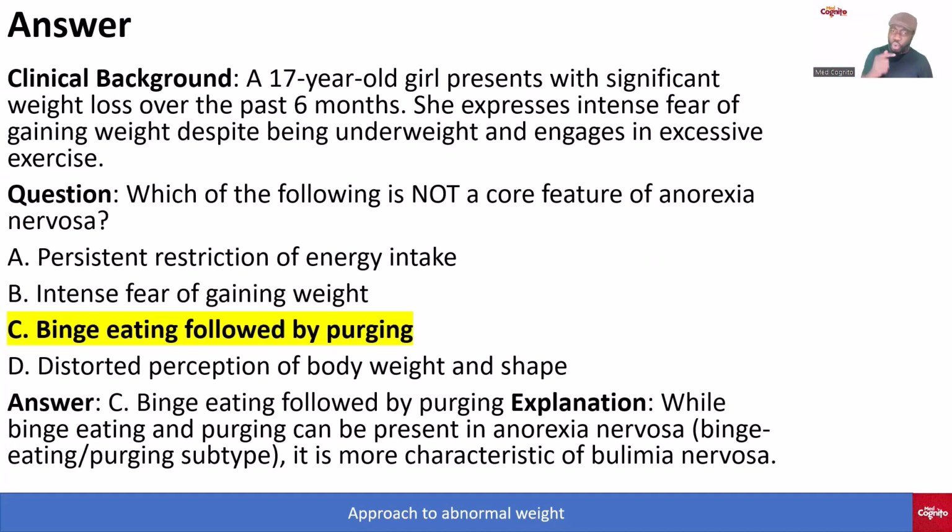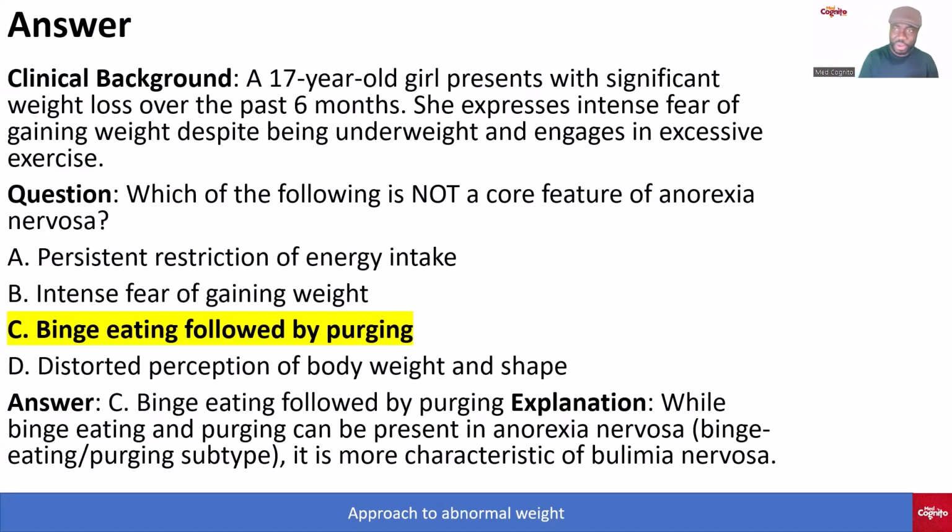Which of these is not a core feature of anorexia nervosa? It is a patient who is binge eating followed by purging. Now, there's a type of anorexia nervosa which comes with that, but that is not the main feature. So we have one type of anorexia nervosa, which is the binge eating with purging subtype, right? But while binge eating and purging can be present in anorexia nervosa, it is more characteristic of bulimia nervosa. So even though you can have a subtype of anorexia nervosa, this question is not asking which of these is not a feature of anorexia nervosa. It says which of these is not a core feature. That is where the issue is coming from. A core feature. All right.